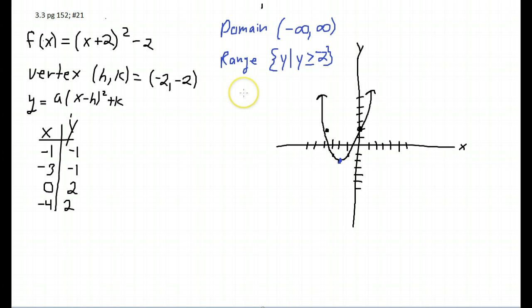Now, if I want to write it in interval notation, I would say this goes inclusive from negative 2 to positive infinity, because all y values are greater than or equal to negative 2.